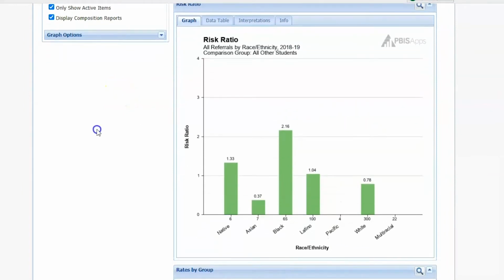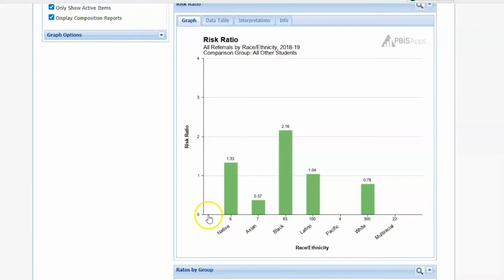This report compares the risk index of an identified subgroup to the risk index of a comparison group, and tells us how likely the group is to have a specified outcome when compared to that comparison group. By default in SWIS, the risk ratio comparison group is set to the group of all other students, or those students who do not identify as part of the subgroup being considered.